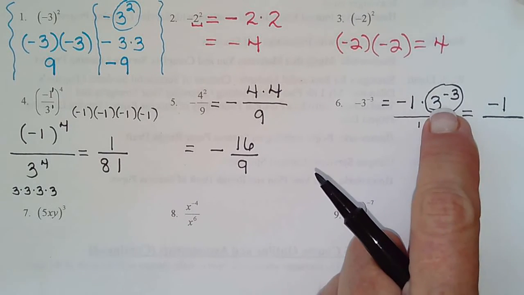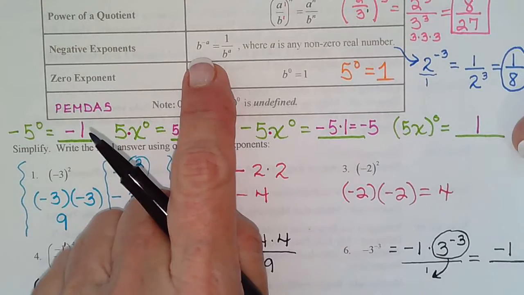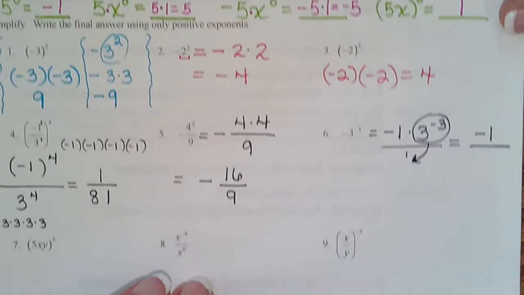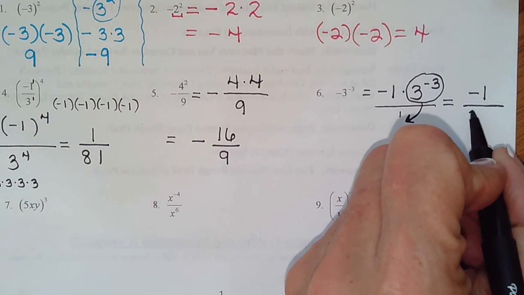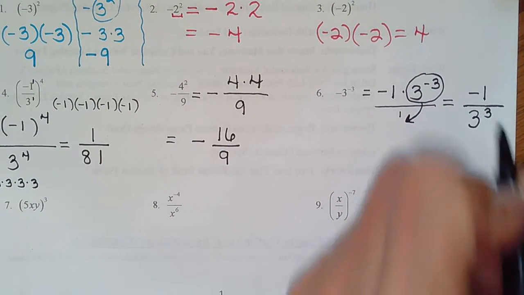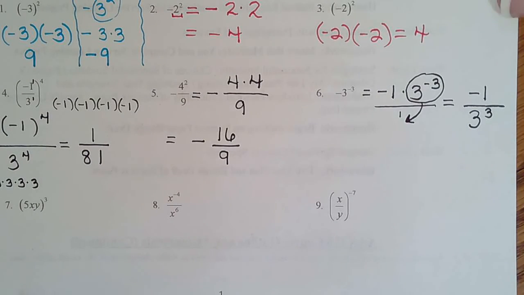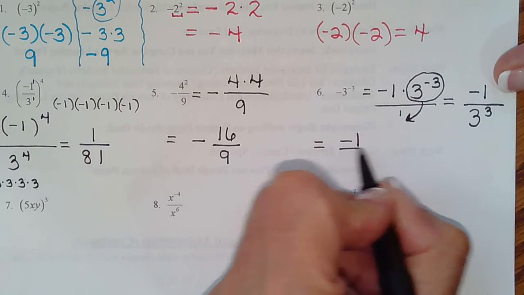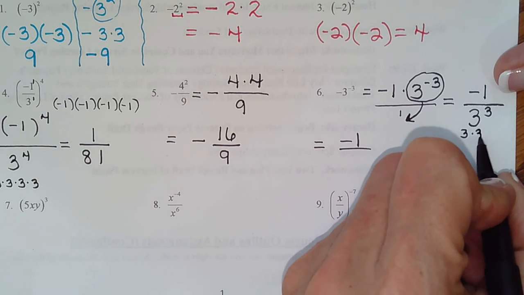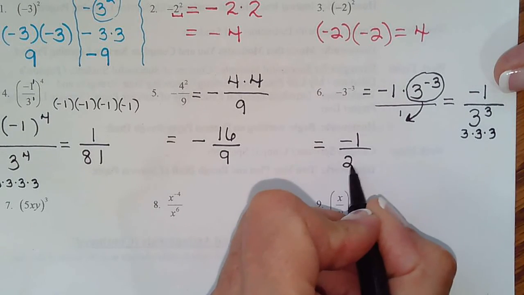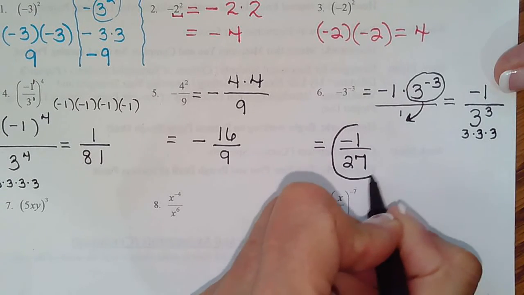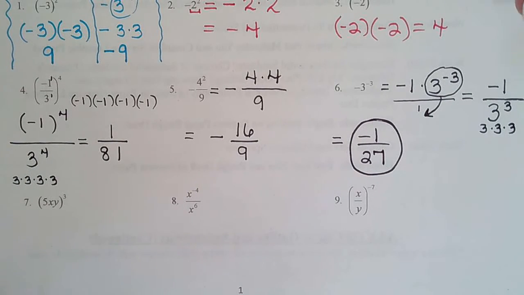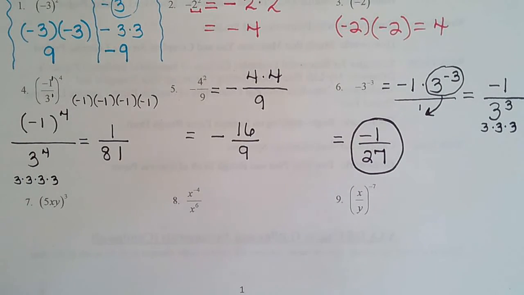But this exponent needs to be made positive, and we learned that you can make it positive by bringing it down to the other side of the fraction. So the 3 comes down, and then its exponent becomes positive because you moved it down. So now it turns into negative 1 over 3 times 3 times 3. 3 times 3 is 9 times 3 is 27. So that would be your final answer for number 6. So negative 1 over 3 cubed.